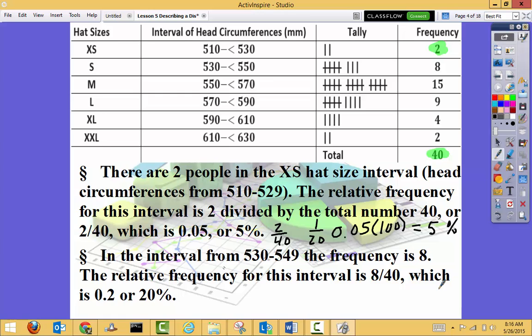Now the interval from 530 to 549 has a frequency of 8. So I'm going to do 8 divided by 40, which equals 4/20. And then I can easily get that to 100 by multiplying by 5. So I do the same thing. That would be 20 over 100, and there's my percent already because I have that 100 in my denominator. So there's 20%.